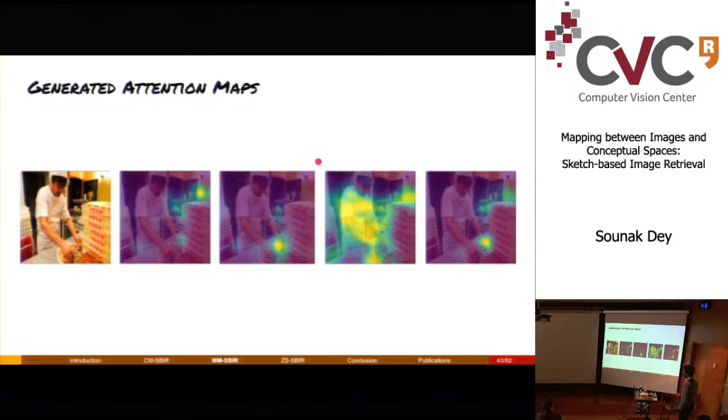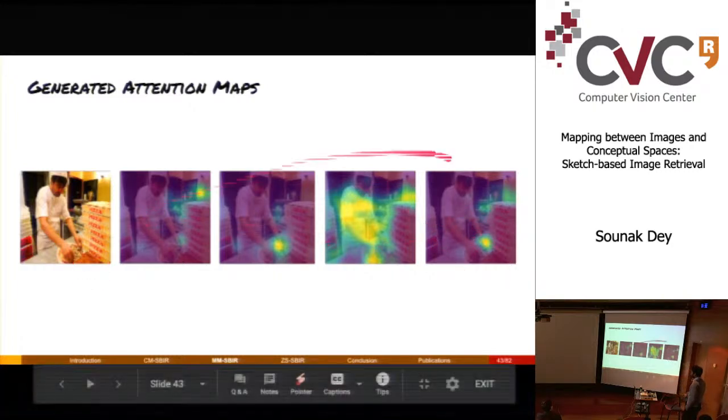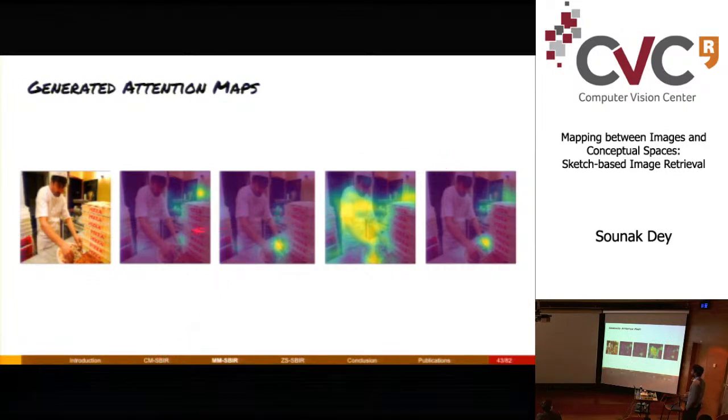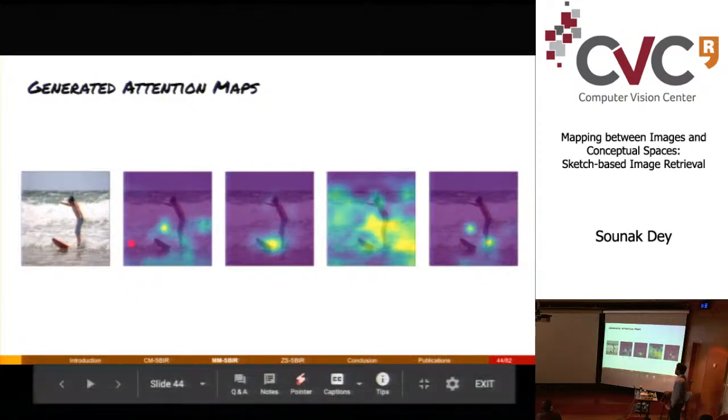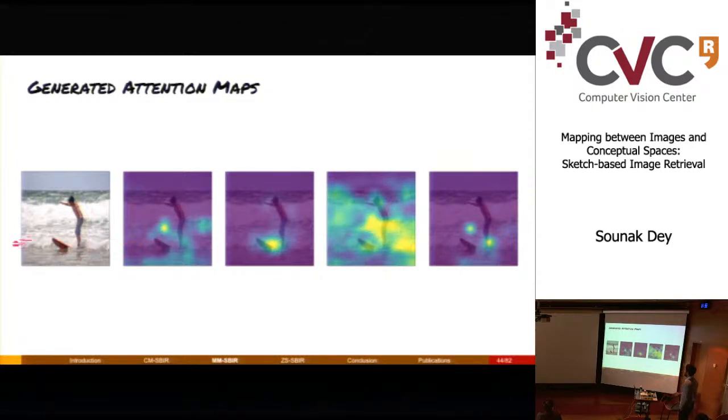So here are some generated maps. You can see, given a person making pizza, the first attention is put on the wall, the second attention is on the pizza, the third is on the body of the person making the pizza, and the fourth is on its hand. This signifies that the attentions are not always on the same place. This is another such example where, given a person riding a surfboard, the attentions are at different zones. First on the sea, second on the surfboard, and the third is kind of all over the place.